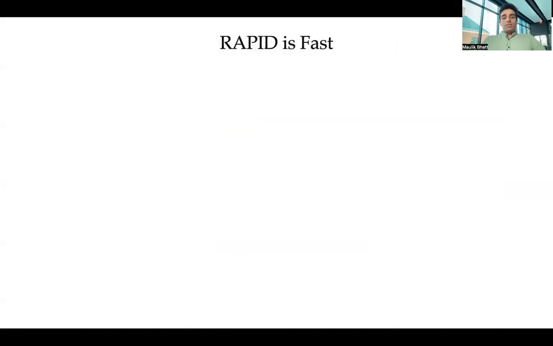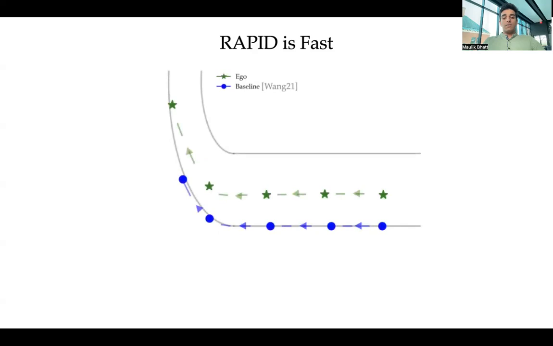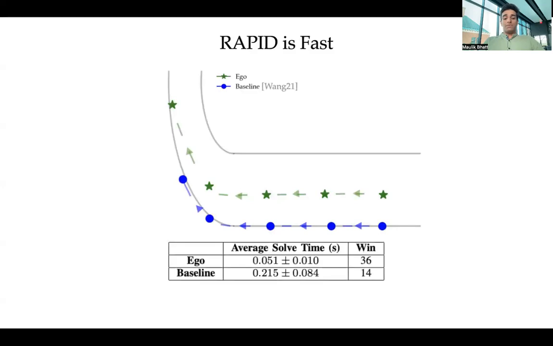Now, coming back to our results. With this algorithm, we show that our algorithm is very fast and we compare it against a baseline method from previous work, which uses iterated best response. We show that, as I have shown in this, our ego agent, which uses our algorithm, is able to win against the baseline by pushing it against the wall and ultimately overtaking and winning the race.